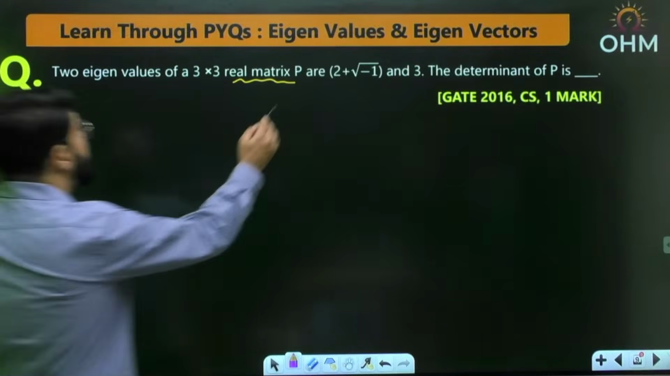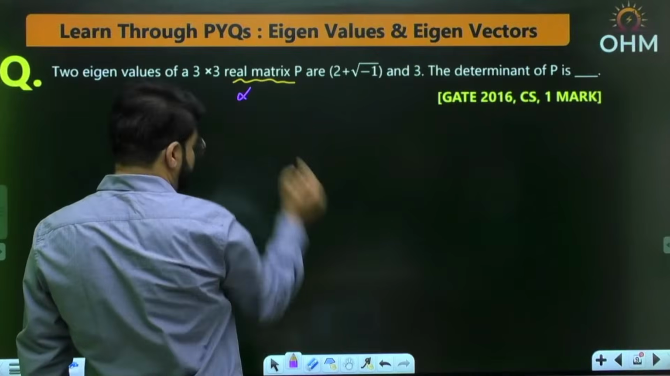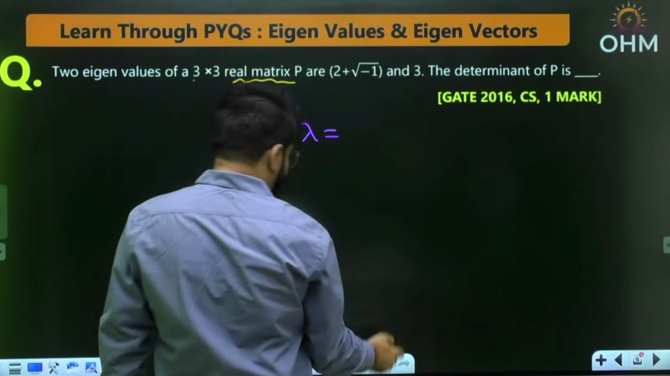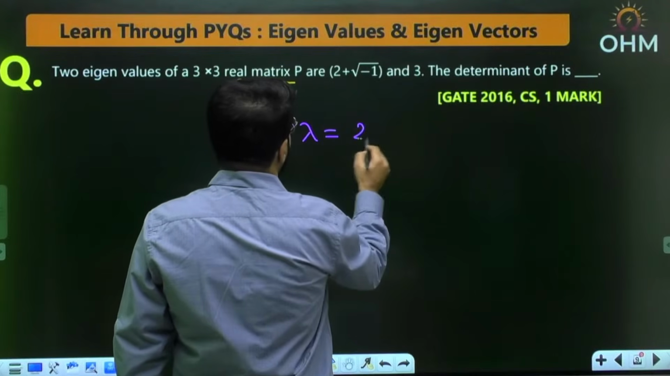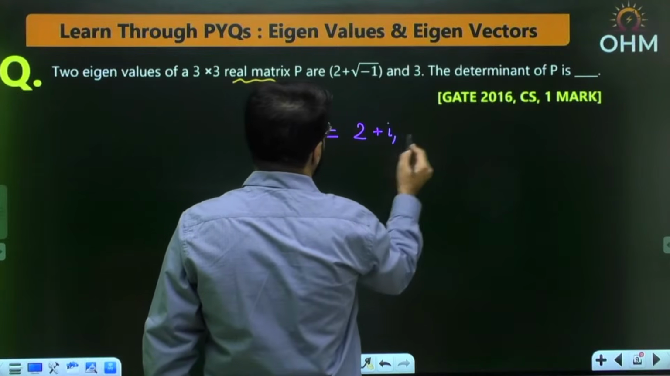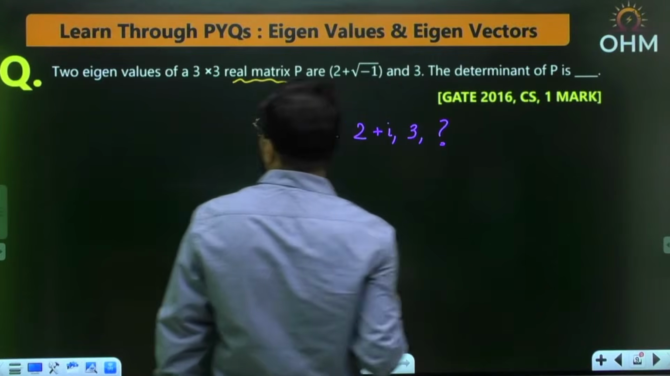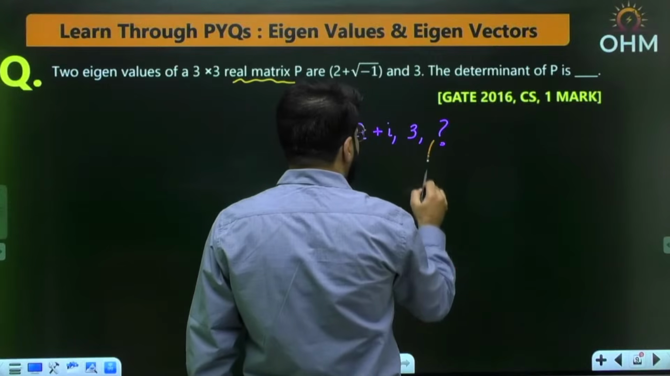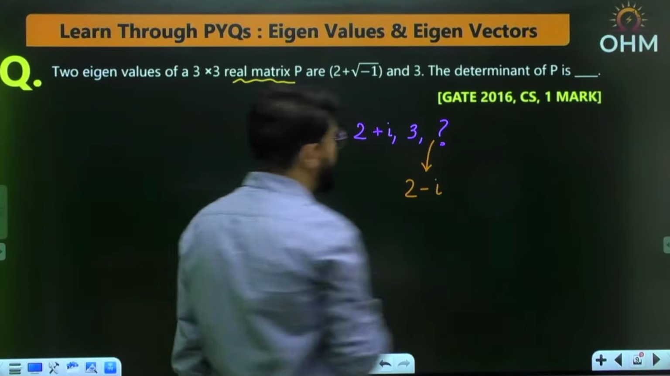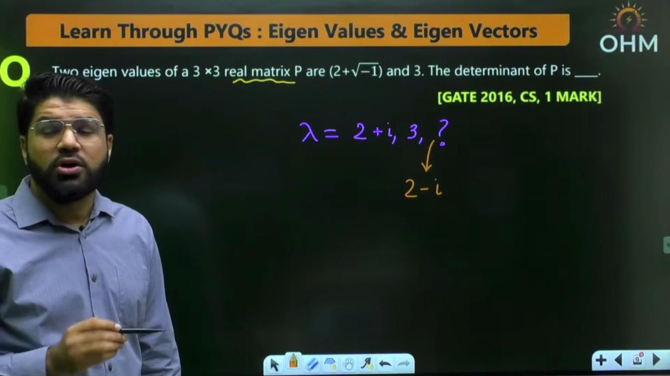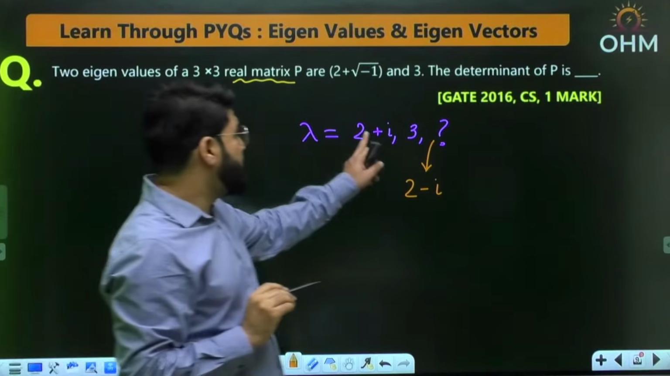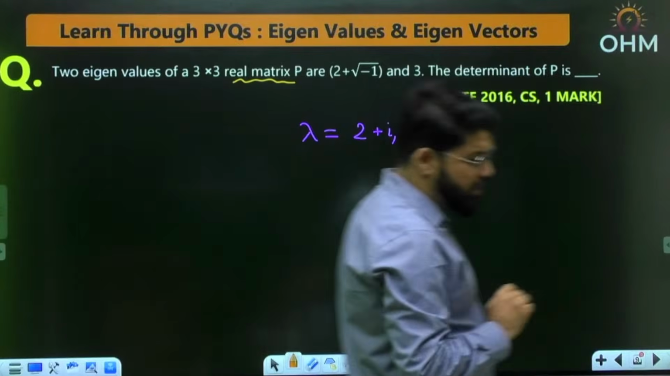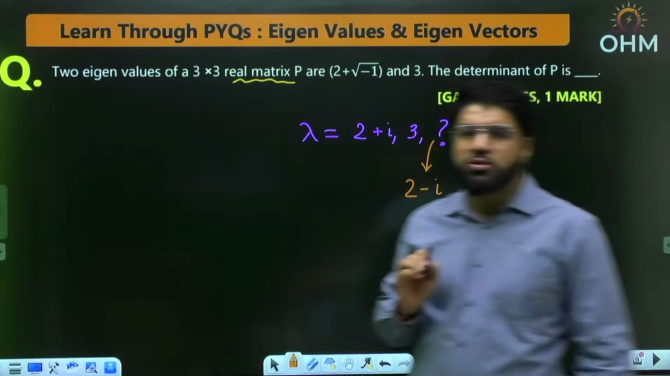Because it is a real matrix, again the alpha plus-minus i beta property applies. What are the eigenvalues given? 3 cross 3 means 3 eigenvalues have to be there. What is given is 2 plus square root of minus 1, that is 2 plus i, and 3. The third is not given. So what is this third one? It has to be 2 minus i because of the conjugate pair. Alpha plus i beta, alpha minus i beta. With 2 plus i, 2 minus i also has to be there.